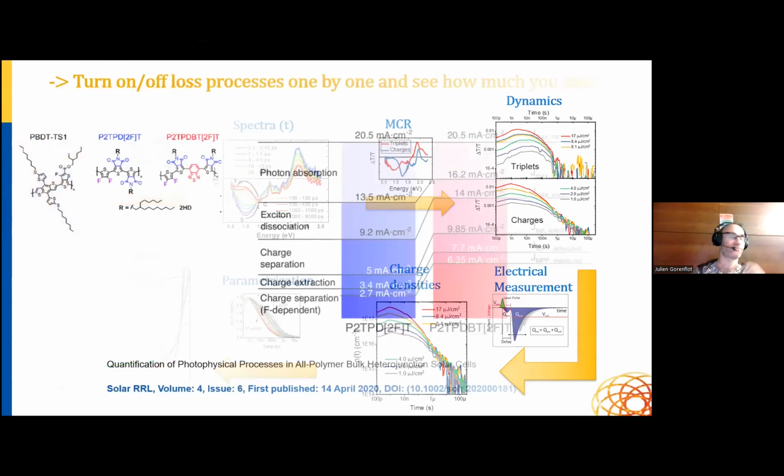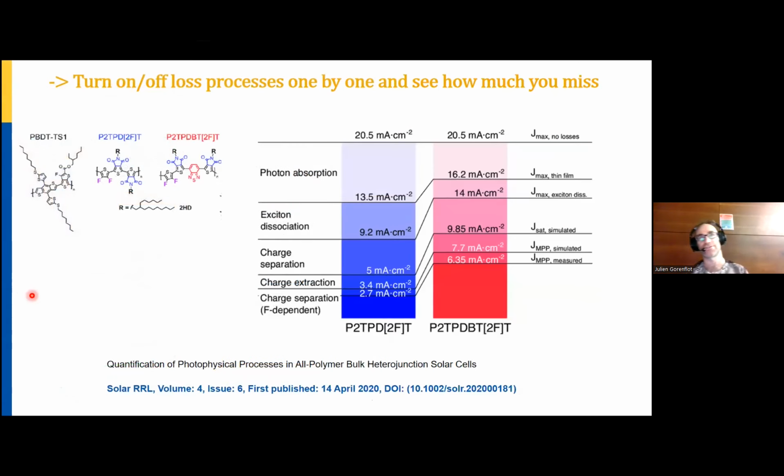And the nice thing, of course, if you simulate a device, is that you can shut down one by one all the loss channels. And from your experimental current, this one was a pretty bad cell, but it's good for illustration, you can check how much current density is lost to each loss mechanism separately. So that's a really, really convenient method. And then you can choose which one you want to address in priority, of course.